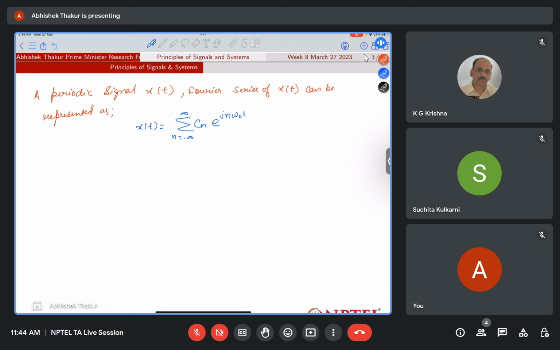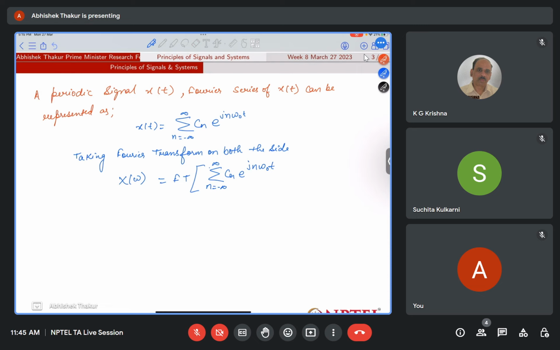Now if we take the Fourier transform on both sides, on the left hand side we will get x omega. The Fourier transform of xt is x omega, and on the right side we have to take the Fourier transform of this term, the summation from n equal to minus infinity to infinity of Cn e to the power of j n omega naught t.